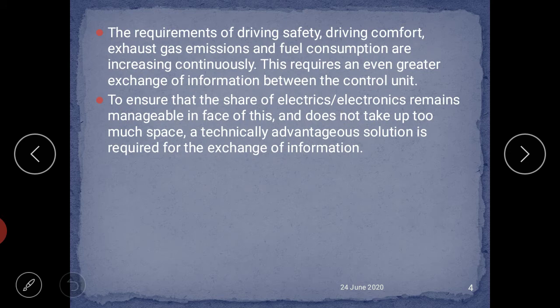To ensure that the share of electronics remains manageable in the face of this and does not take up too much space, a technically advantageous solution is required for the exchange of information. So I require a solution which does not require more space, which is simple in construction, so easily understandable. So these things are there. To overcome these problems and to give one solution, the CAN bus system comes into action.